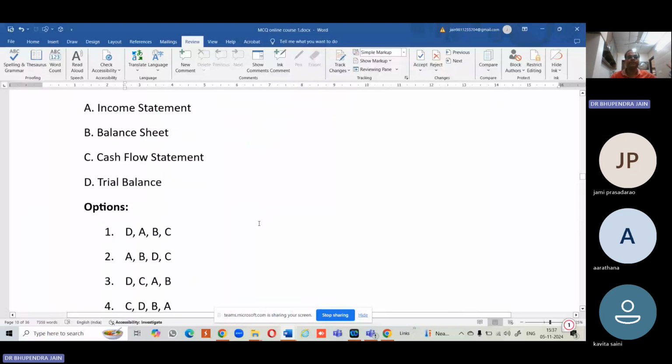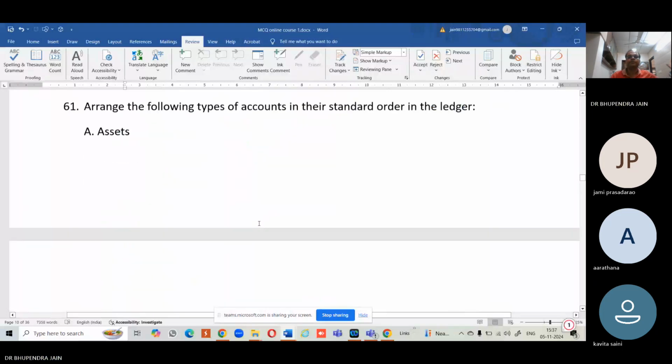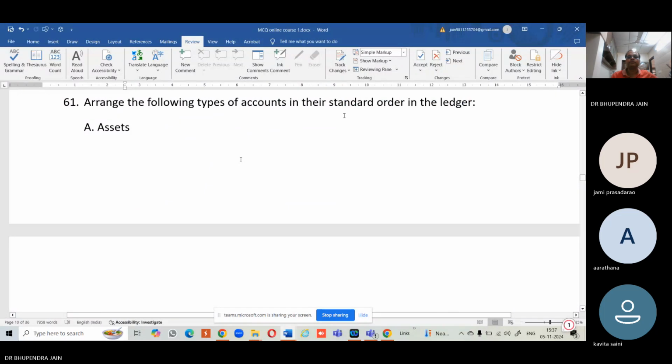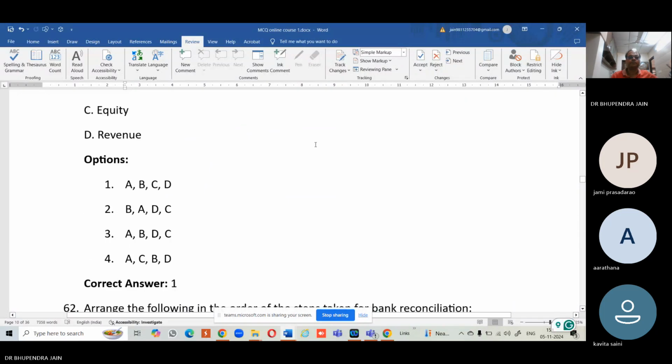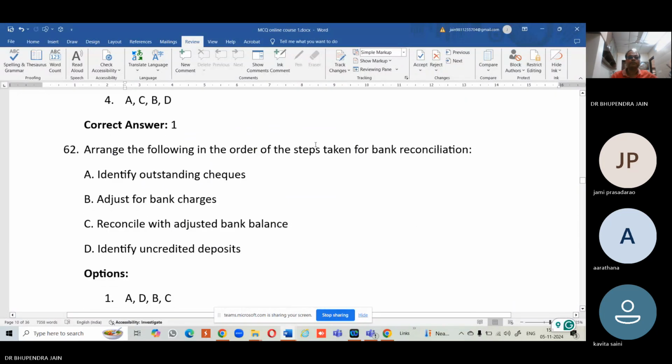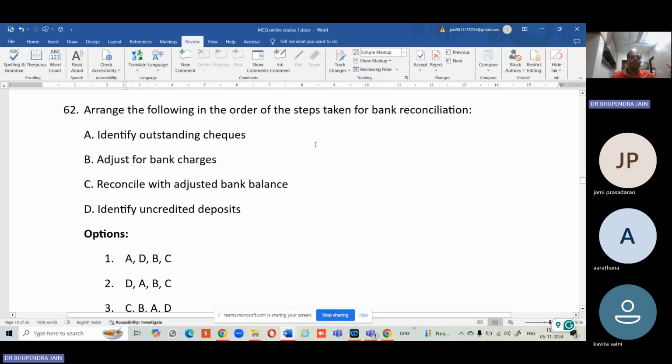We will do this later, beta. Bank reconciliation we will do further on.